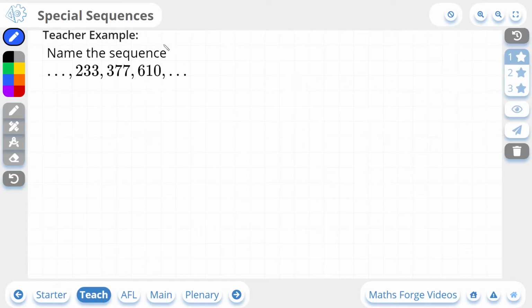Another 1-star example with slightly larger numbers. I'm thinking about my special sequences now, and just going through all the possibilities in my head, I can see that if we add 200 to 300, we get 500.